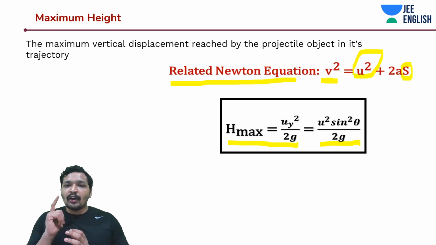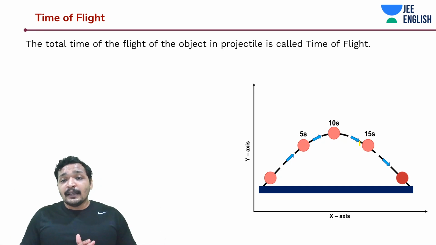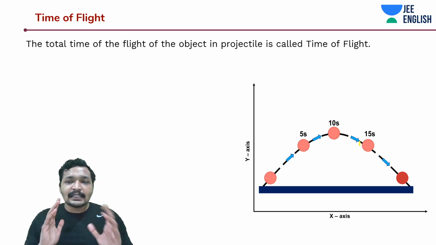The velocity along the y-axis becoming 0 tells you the maximum height that the object has attained in a projectile motion. So the next thing is time of flight. The next kinematic property that we are going to analyze is time of flight.